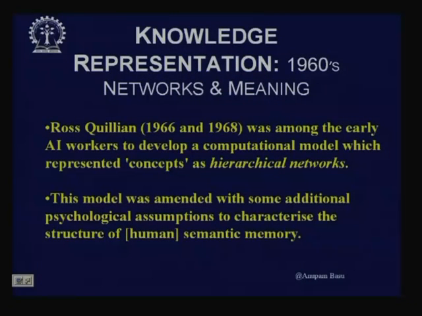Now, the idea of semantic nets dates back to 1966, and to two very important papers written by Ross Quillian, who was one of the early workers of AI, and who tried to develop a representation of meaning. This slide has been titled "Thoughts about knowledge representation in the 1960s," and the subtitle is "Networks and Meaning."